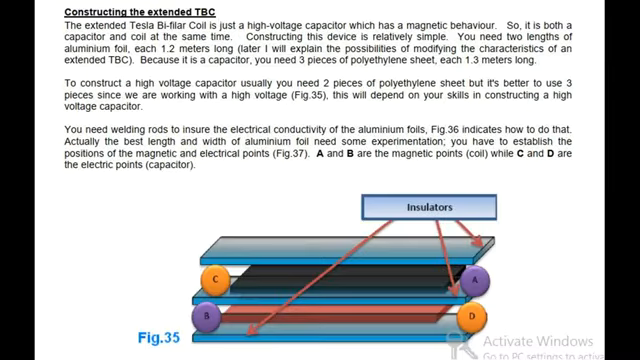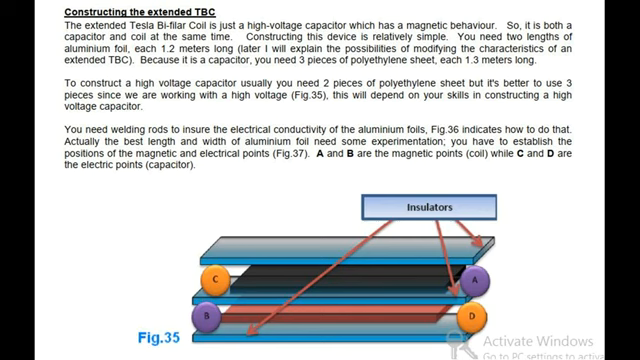Constructing the extended TBC. The extended Tesla bifilar coil is just a high voltage capacitor which has a magnetic behavior. So, it is both a capacitor and coil at the same time. Constructing this device is relatively simple. You need two lengths of aluminium foil, each 1.2 meters long. Later I will explain the possibilities of modifying the characteristics of an extended TBC. Because it is a capacitor, you need 3 pieces of polyethylene sheet, each 1.3 meters long. To construct a high voltage capacitor usually you need 2 pieces of polyethylene sheet, but it's better to use 3 pieces since we are working with a high voltage.